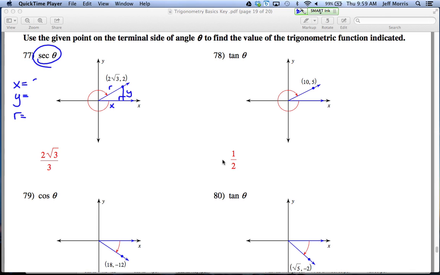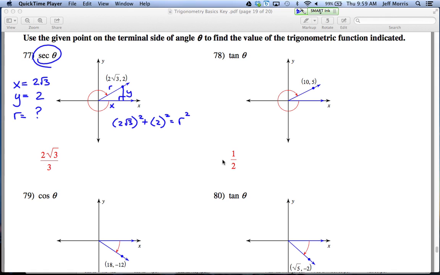So what is x? Well, x happens to be 2 root 3. It's positive 2 root 3. That matters big time, because that's going to let you know what quadrant it's in. Y is 2, and we don't know r. How can we find r? Pythagorean theorem. We take x squared, which is 2 root 3 squared, plus y squared, which is 2 squared, and it's equal to r squared.